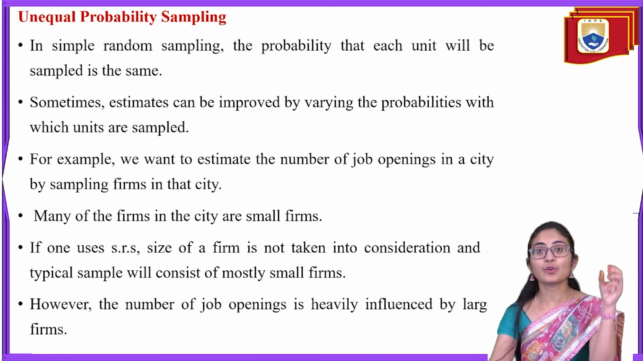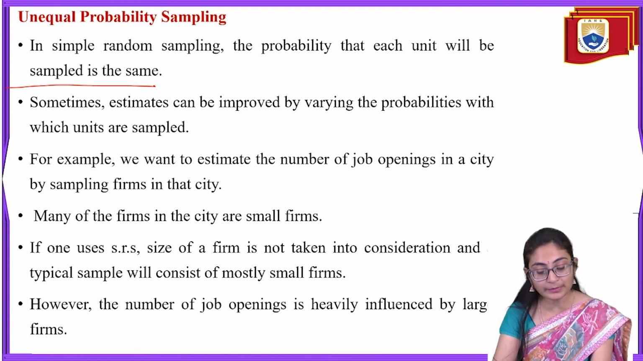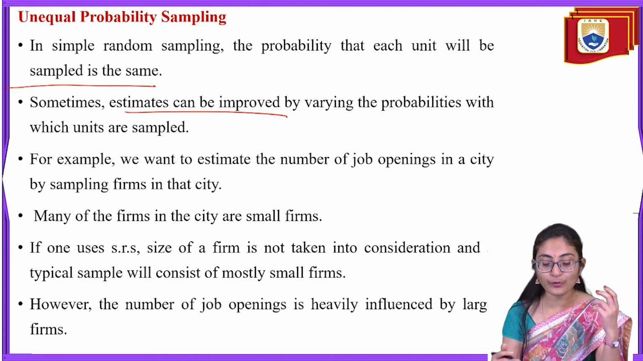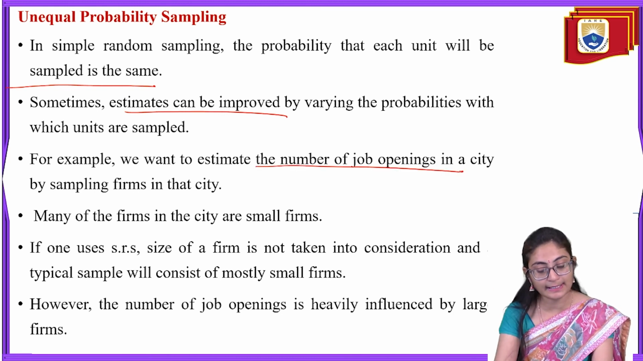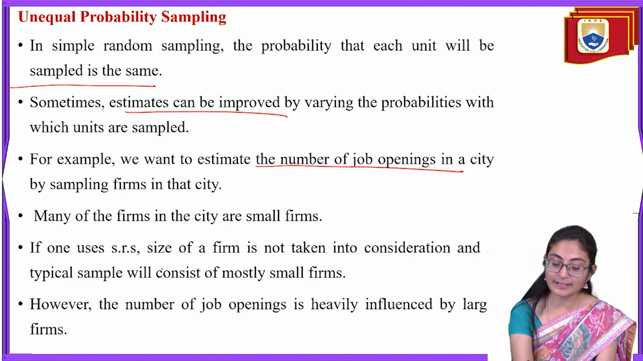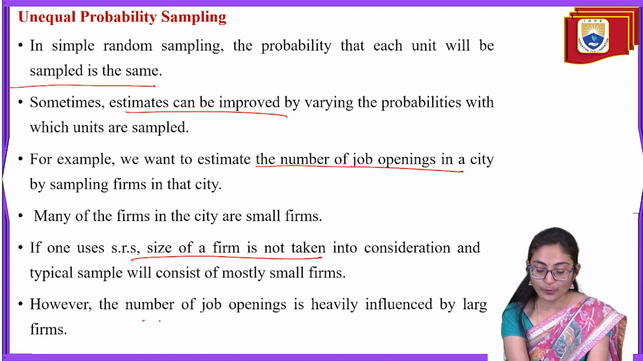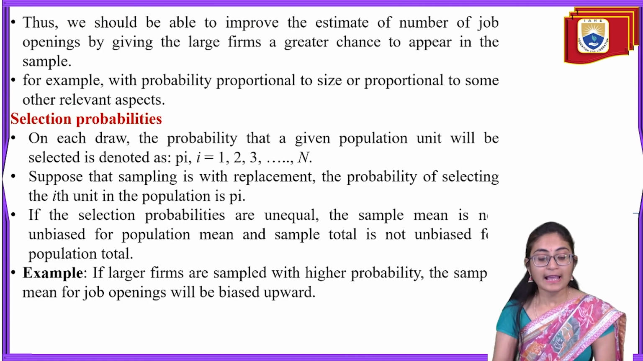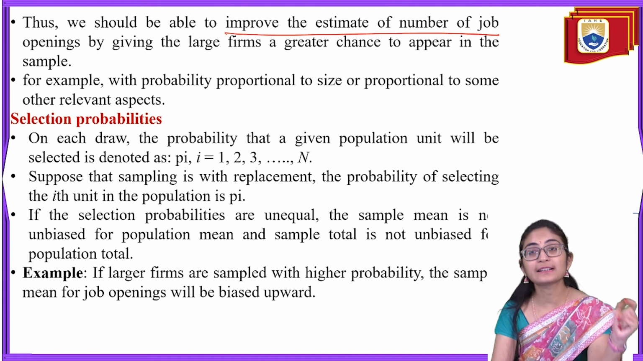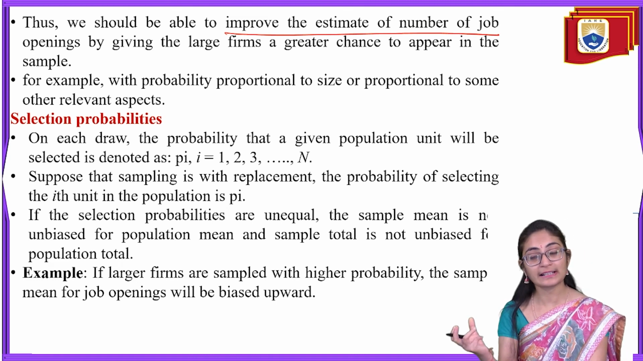Now, unequal probability sampling. In simple random sampling, the probability that each unit will be sampled is the same. Sometimes estimates can be improved by varying the probabilities with which units are sampled. For example, we want to estimate the number of job openings in a city by sampling firms in that city. Many of the firms in the city are very small, and if the size of the firm is not taken into consideration, a typical sample will consist mostly of small firms. However, the number of job openings is heavily influenced by the large firms, and thus we should be able to improve the estimation by giving the large firms a greater chance to appear in the sample, for example, with probability proportional to size or proportional to some other relevant aspect.